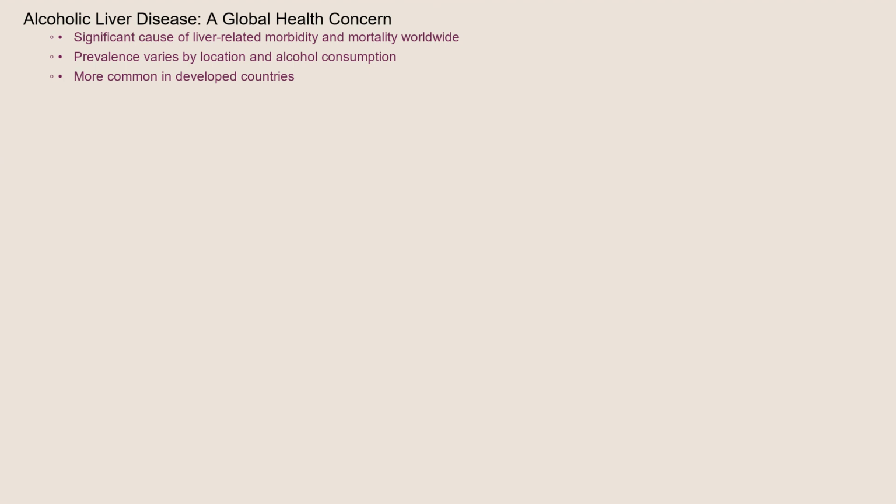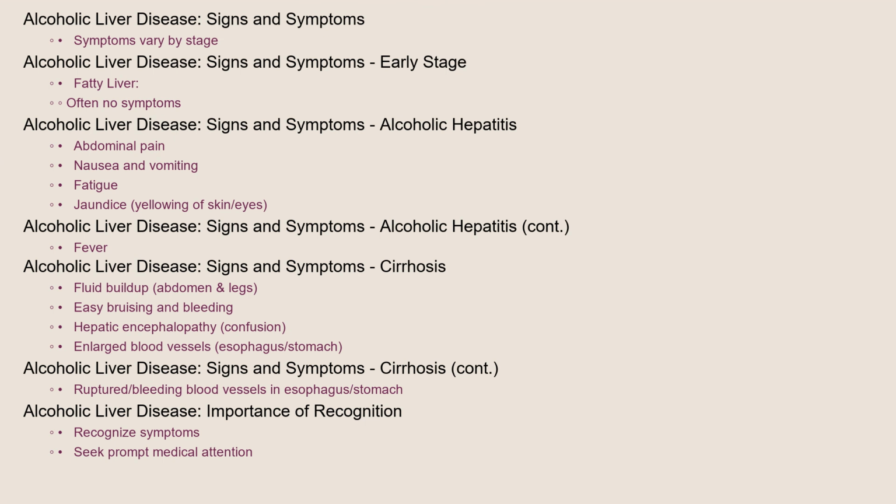and support services. The signs and symptoms of alcoholic liver disease can vary widely depending on the stage of the disease. In the early stages, like fatty liver, there might be no noticeable symptoms. As the disease progresses to alcoholic hepatitis, symptoms may include abdominal pain, nausea, vomiting, fatigue, jaundice, which is a yellowing of the skin and eyes, and fever.